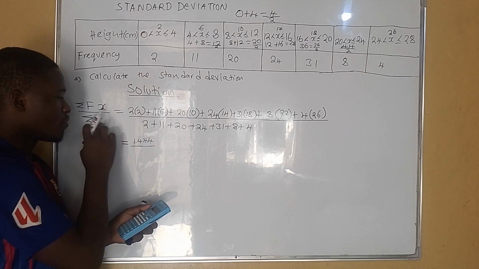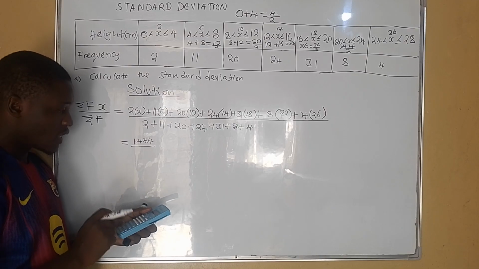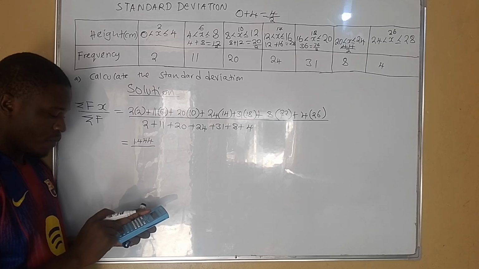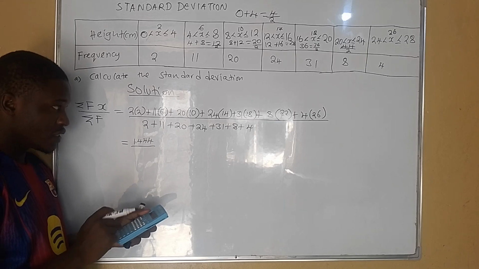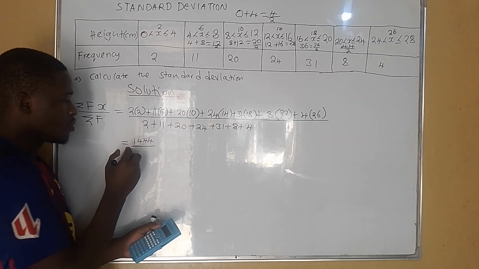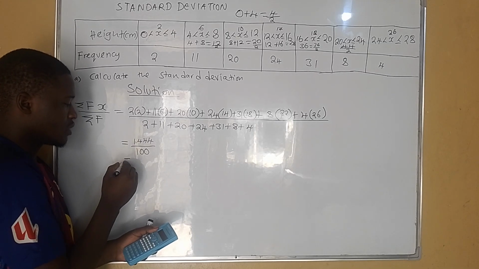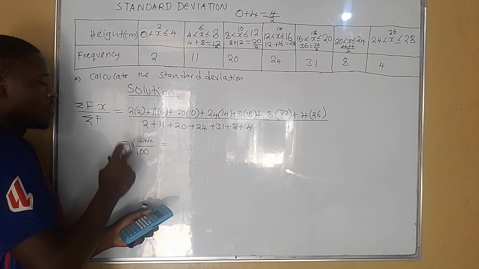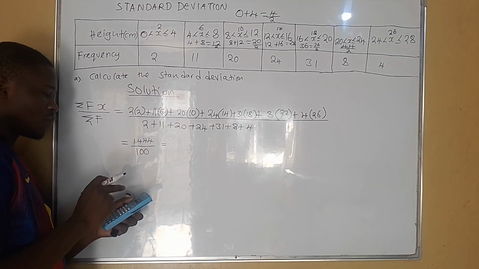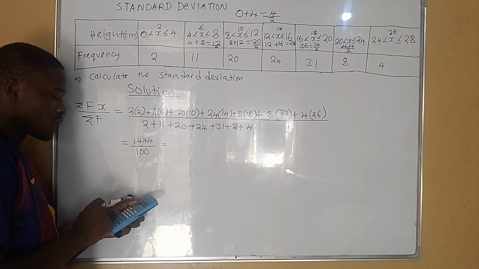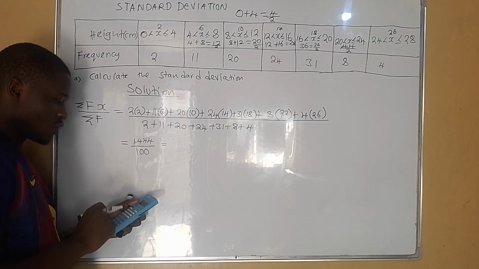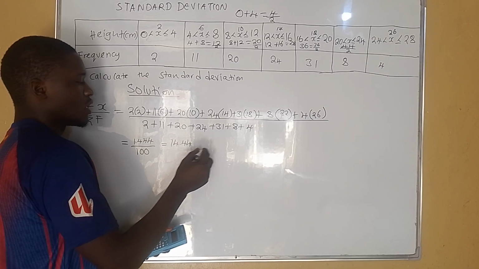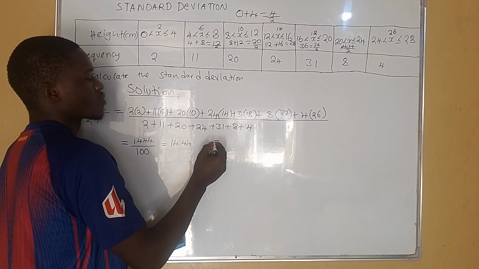Then the sum of f, you add 2 plus 11 plus 20 plus 24 plus 31 plus 8 plus 4. So answer 100. Okay, so now what will be the mean here if we divide? 1444 divided by 100, we are going to get 14.44. So therefore the mean is equal to 14.44, right?